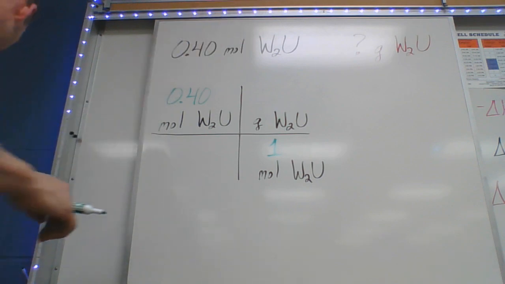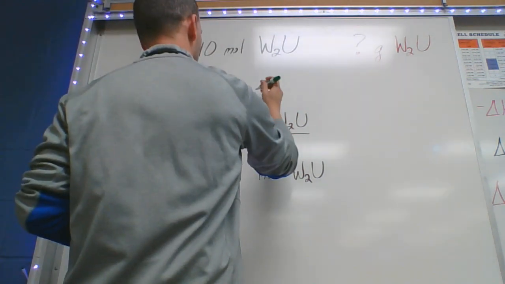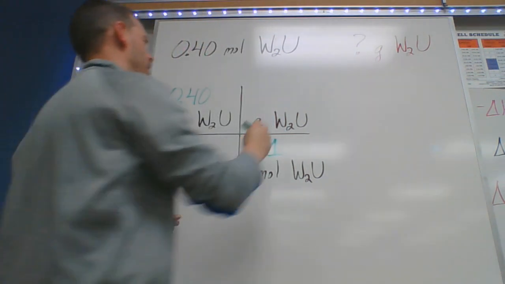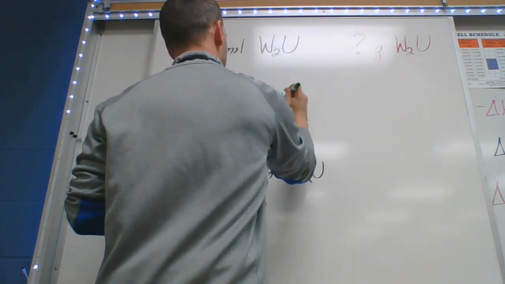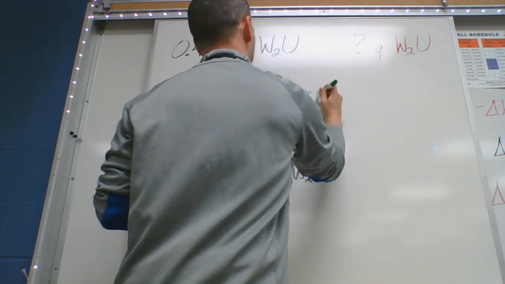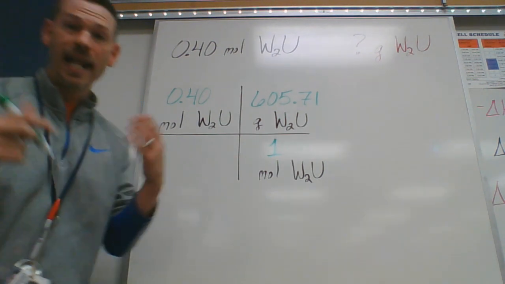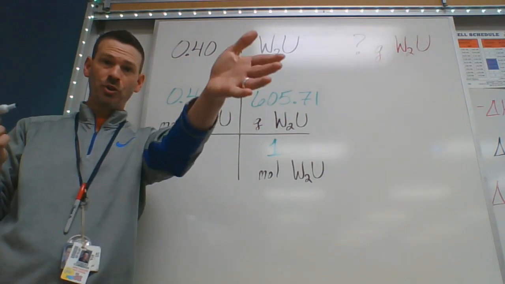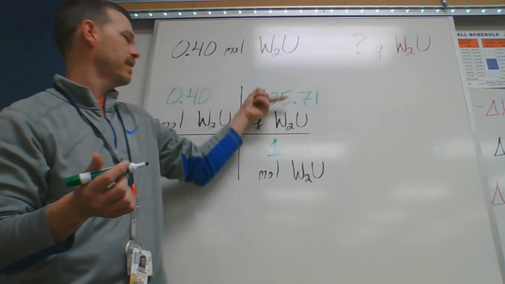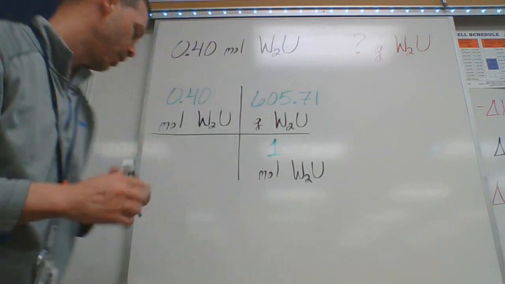Did you get a number? Oh, no, it's not big enough. What's the number? Yeah, 605.71. All right. W plus W plus U. And now, hooray, we can solve. So solve. Multiply across the top and divide, and you're good to go.